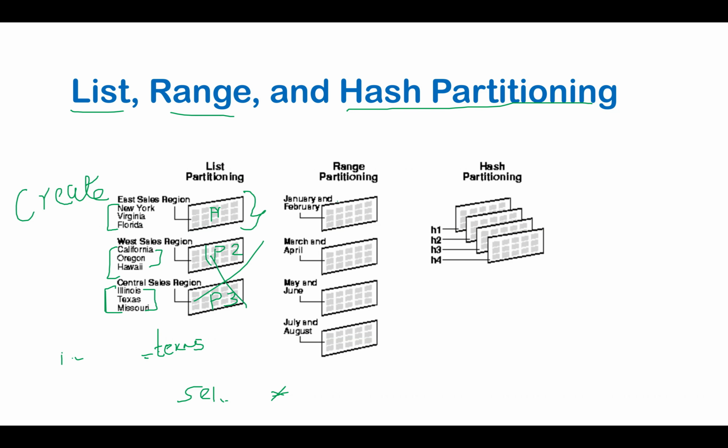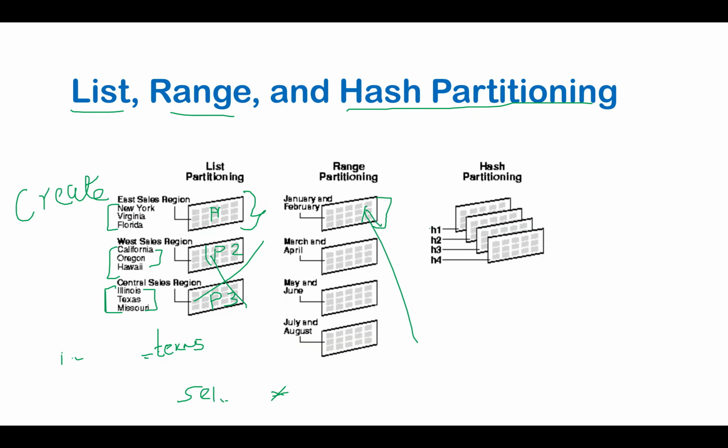See range partition: January and February months, that is one partition. March and April, May and June, so 2 months you are selecting. That is how you can restrict the data. So directly it will go to these particular partitions.